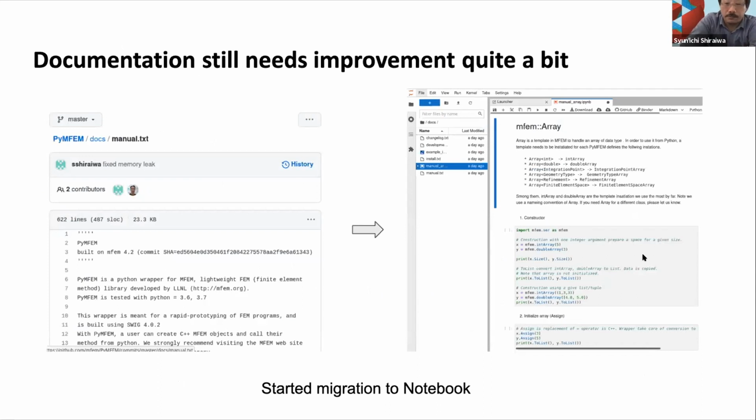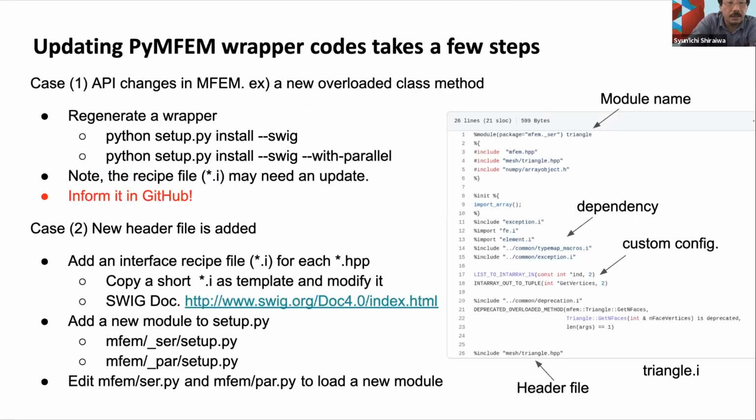Okay, once the recipe file is made, you need to change setup.py so that this extension module is recognized in the setup, and that way it is compiled and built. And the last thing to do is to load that new module into the mfem.ser and mfem.par namespaces.